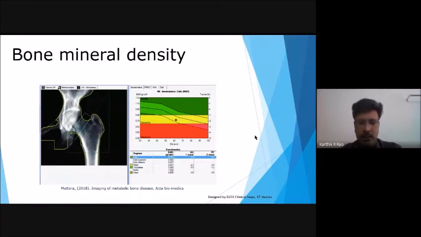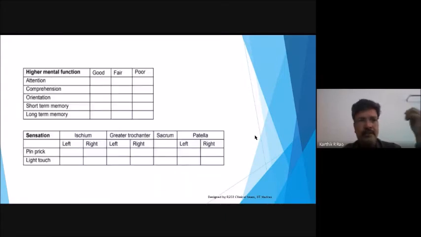So this can be done through scans, DEXA scans. And the next thing that we are going to look at is the higher mental function. We are going to check if the person is attentive, is able to respond to questions, how good is the attention, the comprehension. And so when we talk to the person, when you ask them questions like how are you, what are your feelings, you will have an idea about the comprehension of the person.